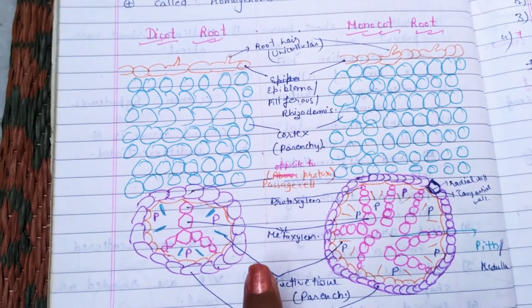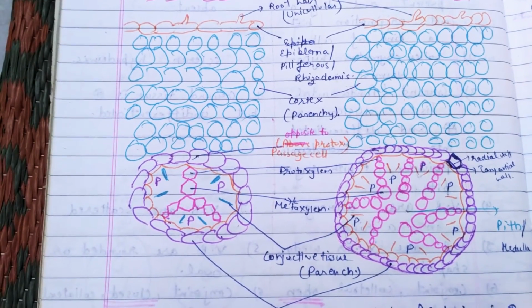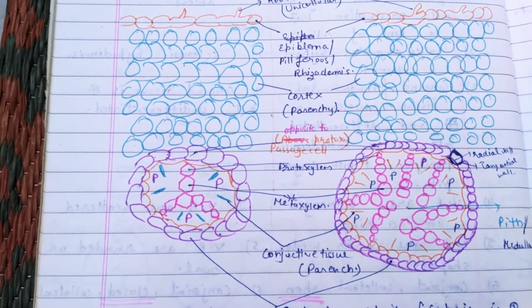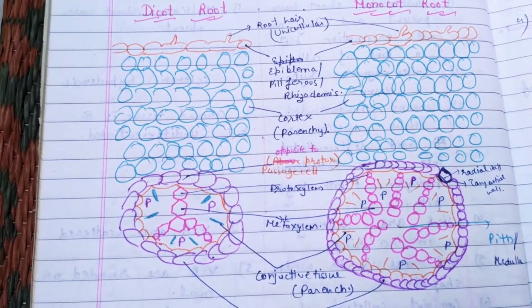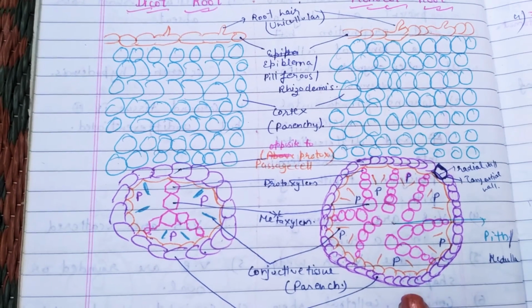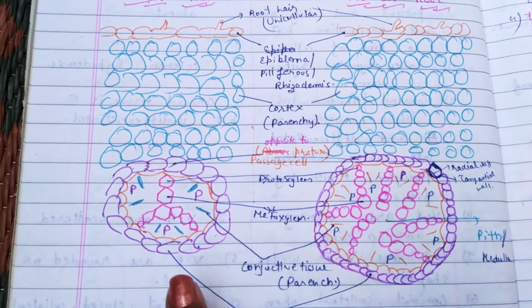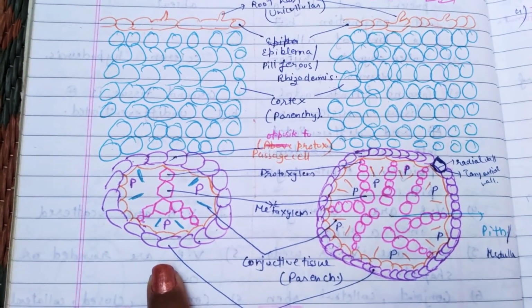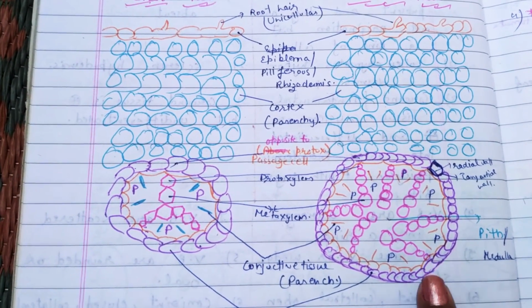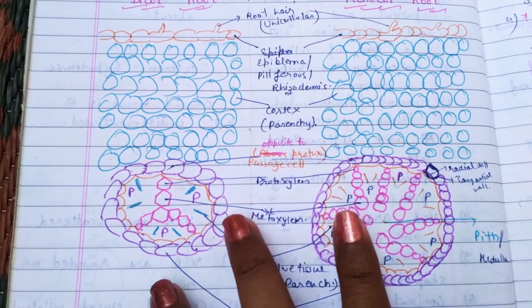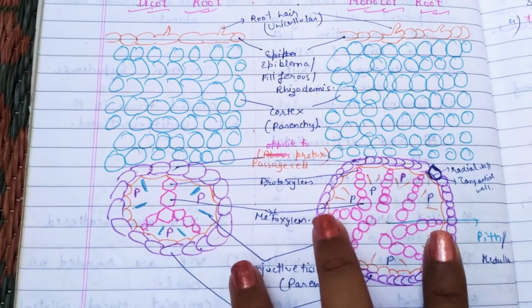One thing is that the endodermis has passage cells, and these passage cells help in the formation of lateral roots. So in the monocot root the number of lateral roots is high, but in the dicot root the number of lateral roots is low, because here passage cells are fewer, but there the passage cell number is very high. So this was a major difference between the monocot root and dicot root.